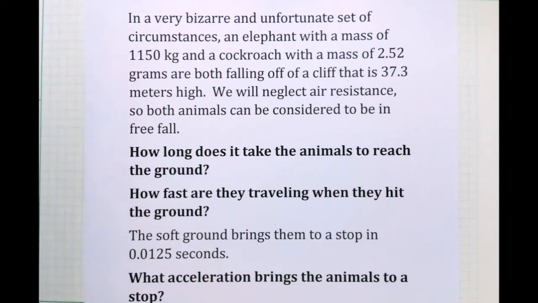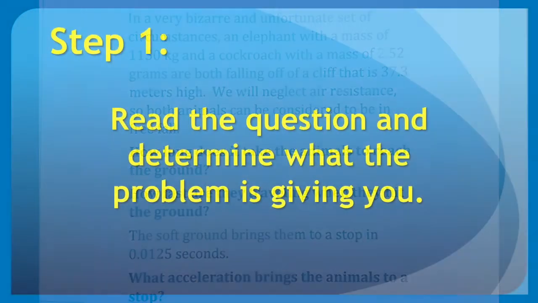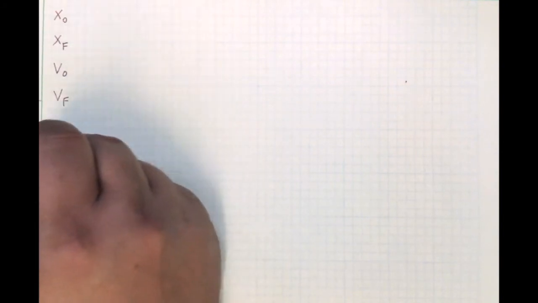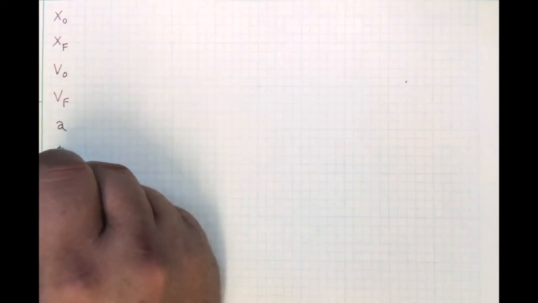And we are first asked, how long does it take the animals to reach the ground, and how fast are they traveling when they hit the ground? Well, this starts off as a standard kinematics free fall type of problem, so we will follow the usual procedure for such problems. Step one is to figure out what the problem is trying to tell you. As with all kinematics problems, we have 6 variables that we consider: the initial position, the final position, the initial velocity, the final velocity, the acceleration, and the time.